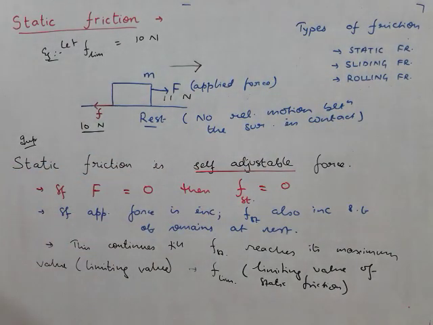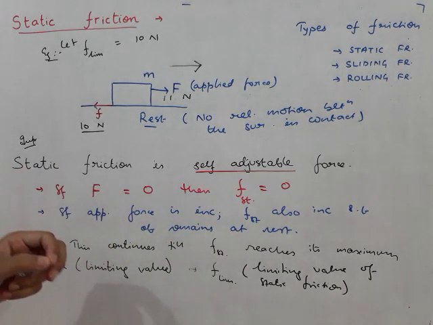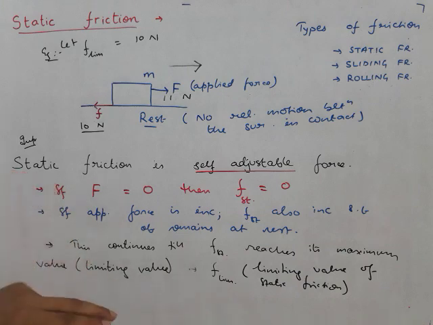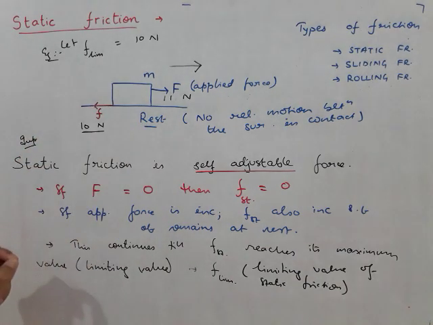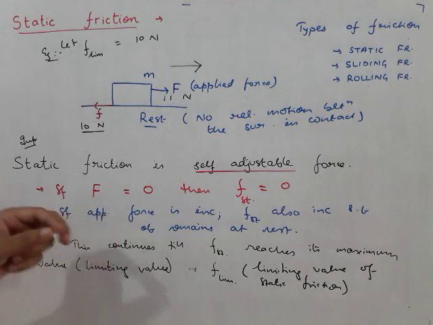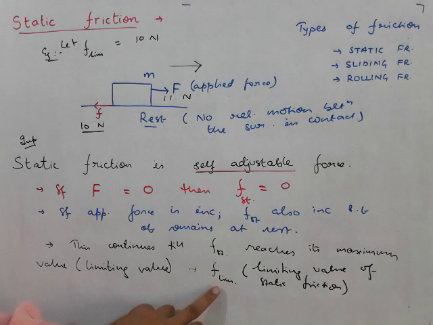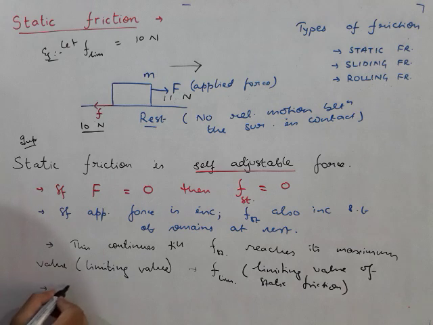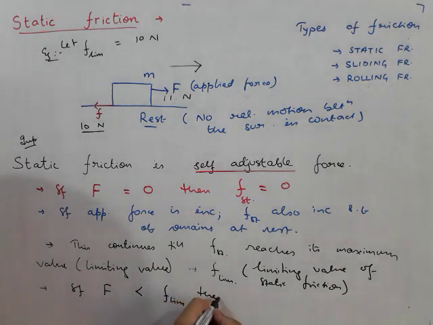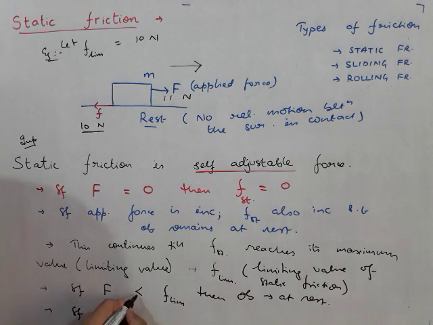So is the concept of static friction clear, students? It is a very important fact. Static friction is self-adjustable. It can adjust its direction as well as magnitude according to the applied force. But there is a limit to increase its value. That limiting or maximum value we denote by F limit. If the applied force is less than the limiting value of static friction, then the object remains at rest. But less than or equal to.